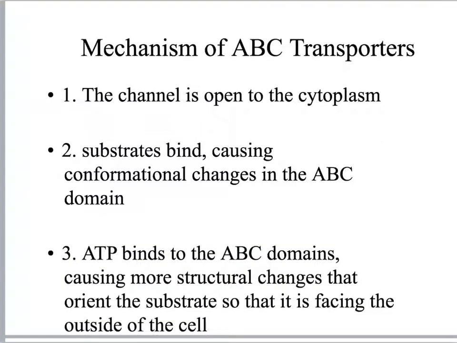In terms of the mechanism, we actually have 5 different steps. Only 3 are on this slide. First, the channel is open to that cytoplasmic side. Substrate binds, causes the conformation change in the ABC binding domain, or the ABC domain. ATP binds to the domains, and that causes additional structural changes. That orients the substrate so it's facing the outside of the cell. Then the outward facing conformation has a reduced affinity for substrate. So it allows the substrate to be released on the other side of the membrane.